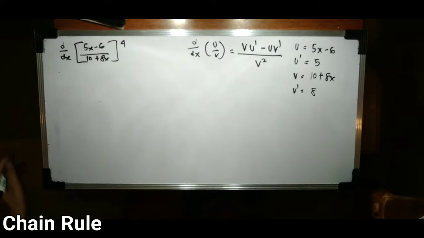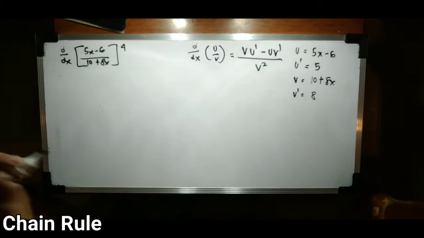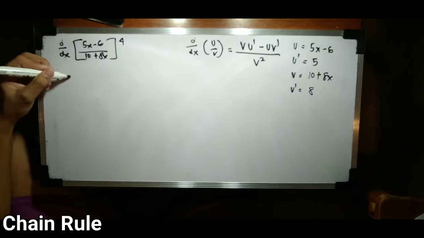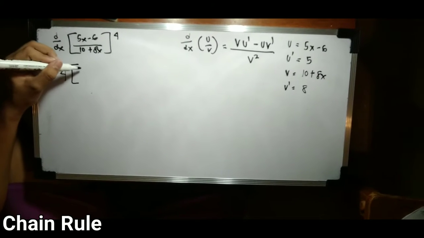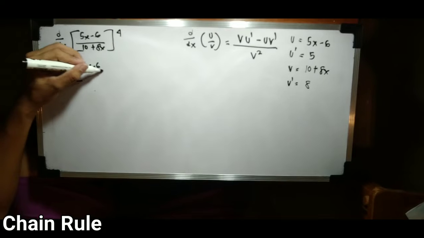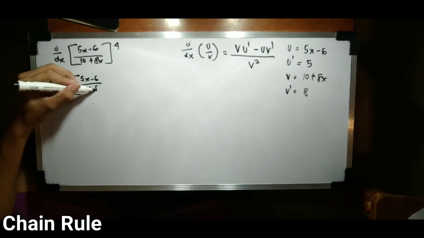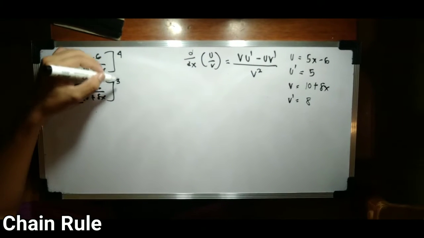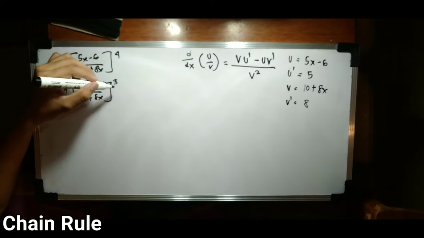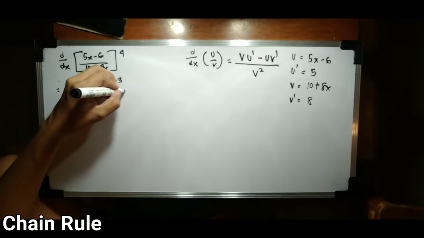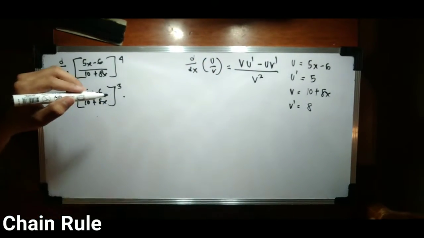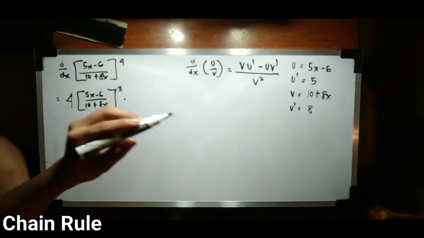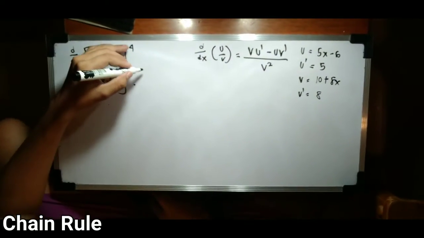So now let's plug in our values into this formula. So first, let's copy. Move this exponent to the left side to become 4. 5x minus 6 over 10 plus 8x raised to 3, due to the fact that this will be subtracted by 1, so that becomes 3. Then it will be multiplied by this formula. So let's copy the formula and plug in the values. So first is v. Let's plug in the v.